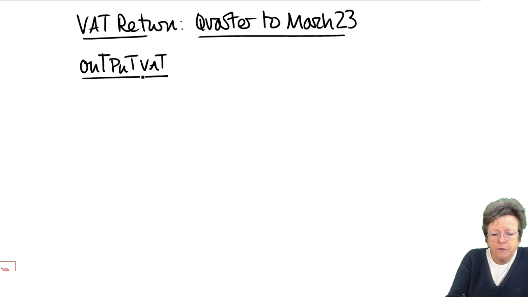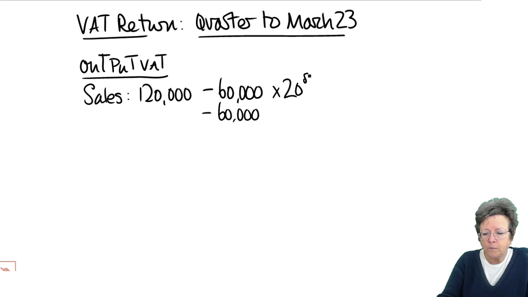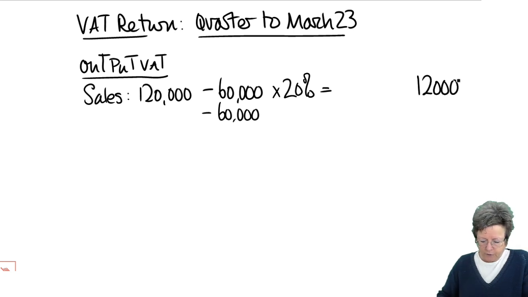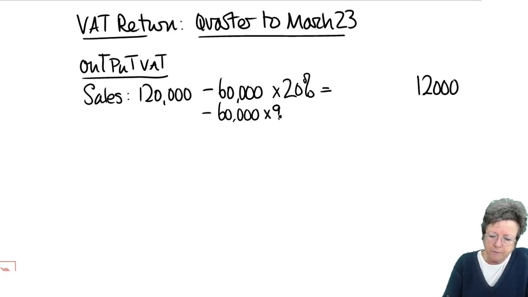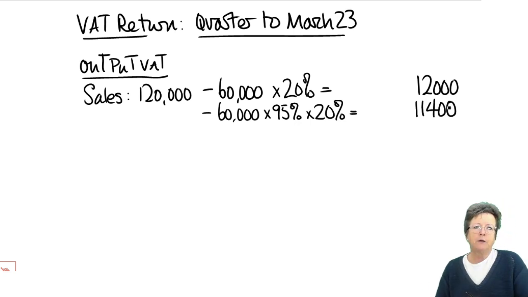Do you remember the sales? Sales of 120. Okay, so we're going to have to split it because half of them took the discount, didn't they? And the other half didn't. So the half that didn't, that's the output VAT. Now, some of them did, they took the 5%, so only 95% of those sales would have been charged at 20% VAT, which means the output VAT on those was 11,400.